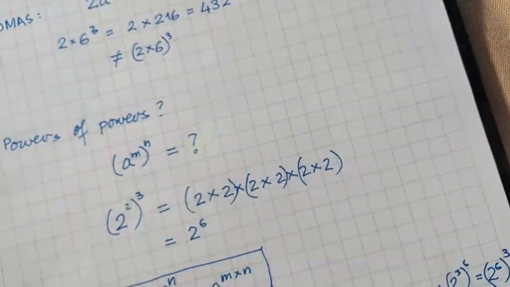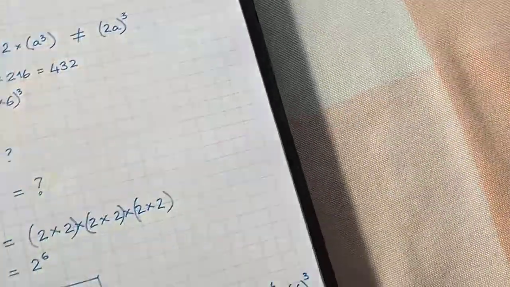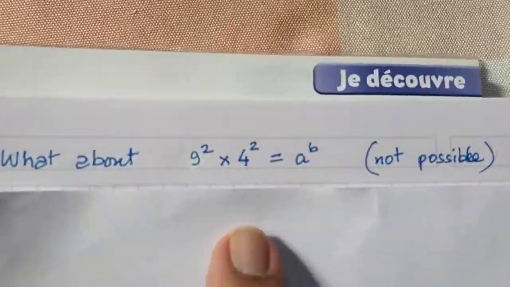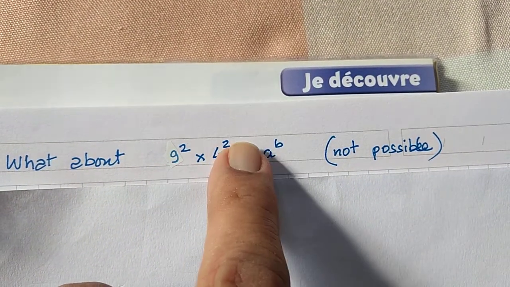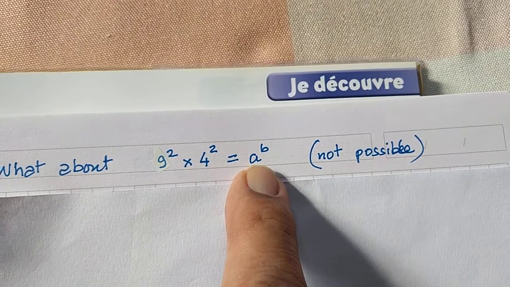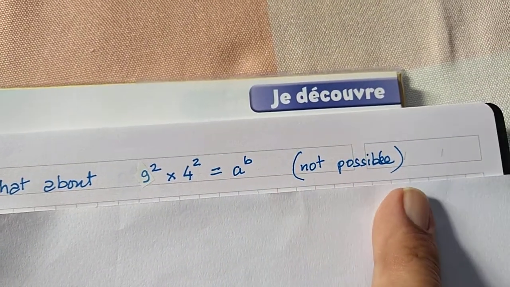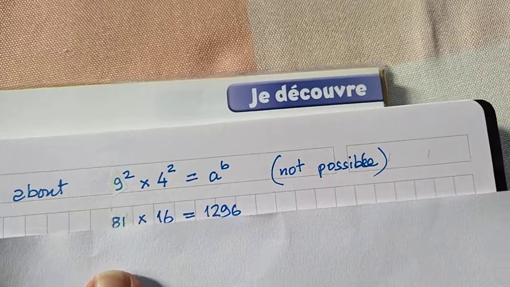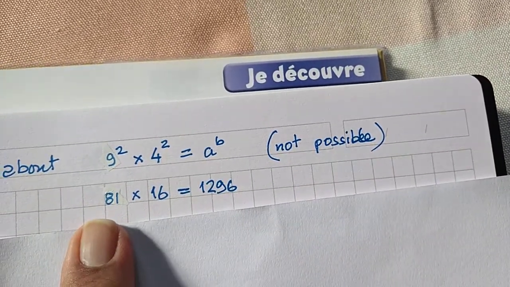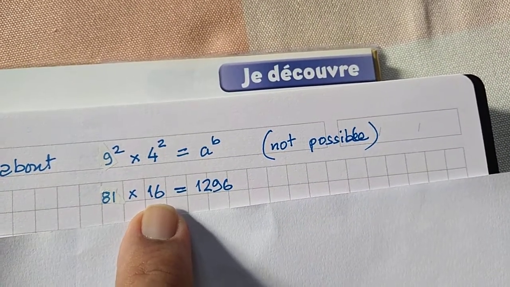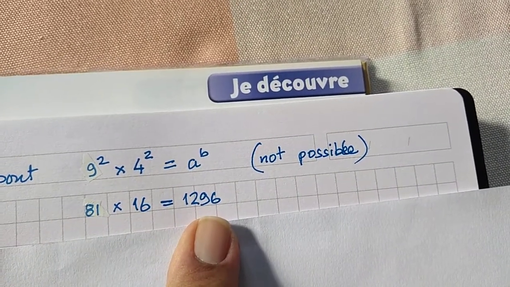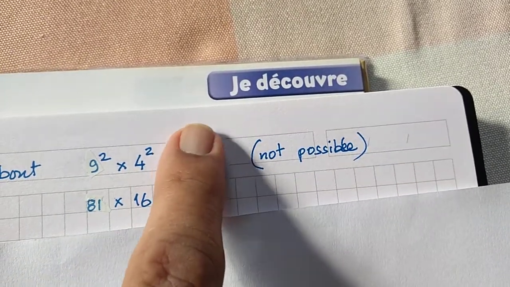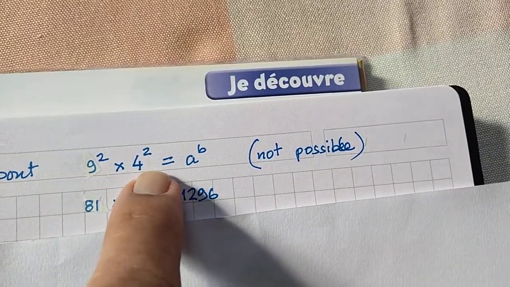Now what about if the numbers are different but the powers are the same? For example, here 9 squared plus 4 squared, I am taking both to the same power. What is it equal to? Can I write it as anything to the power b? Again, it is not possible, because 9 squared is 81, 4 squared is 16, and together that gives us 97, which cannot be written in a form which relates 9, 4 and 2.